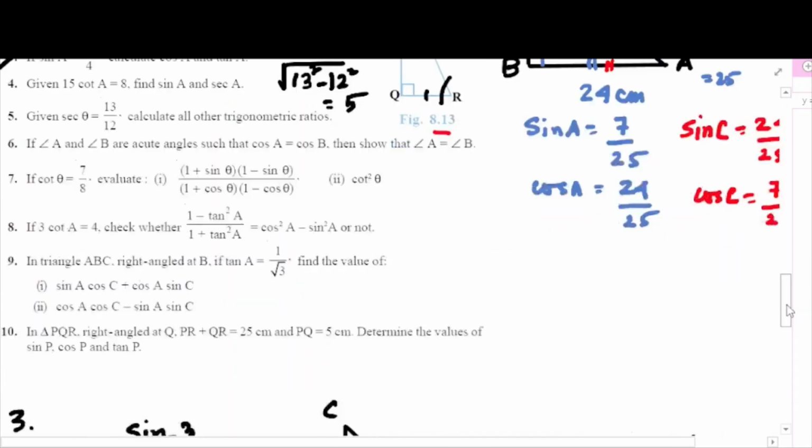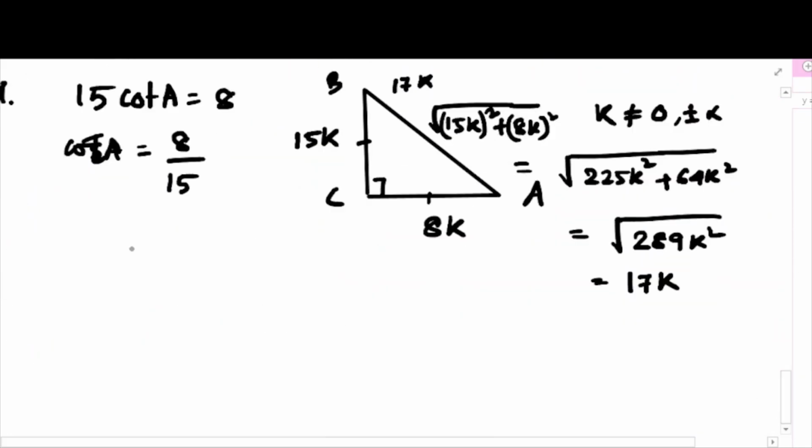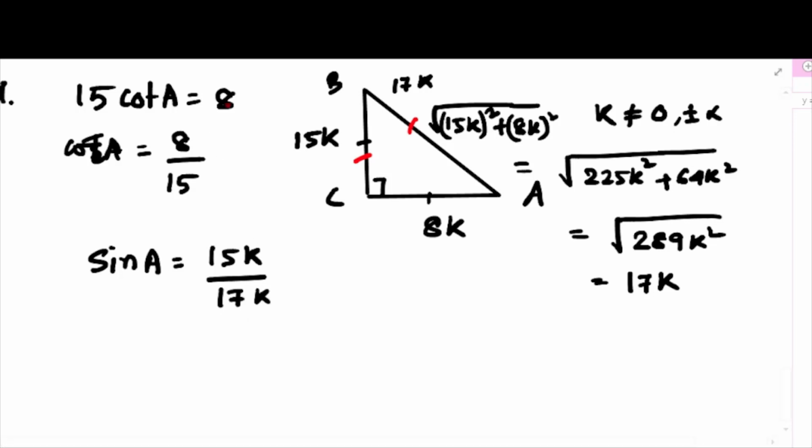Okay. Now what do we have to find out? We have to find out the value of sin A and sec A. So what is the value of sin A? Sin A is equal to perpendicular by hypotenuse, right? So it will become 15k by 17k. This k gets cancelled, so we are getting the value as 15 by 17.